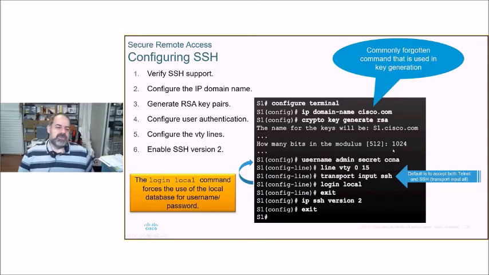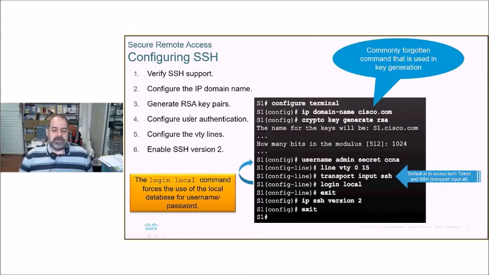The more the better, but of course the more work it is as well. But anyway, of course for SSH to work, you need to have a username and password. Most of the time we were just using a password command on the VTY. That's not good enough. You need to have a local database, so login local, and this is your local database. We've created a user account called admin, and then we've hashed the password of CCNA, and so that's cool.